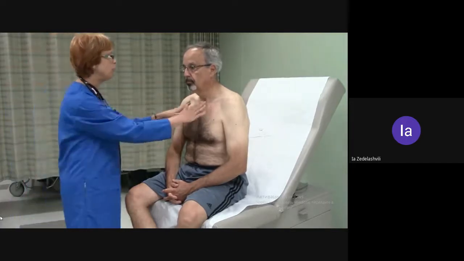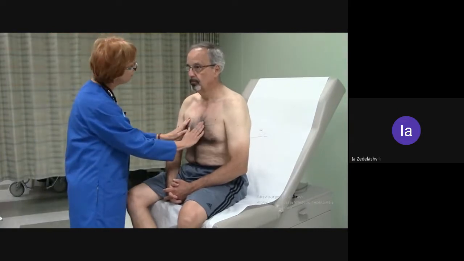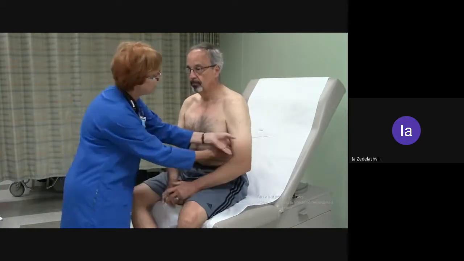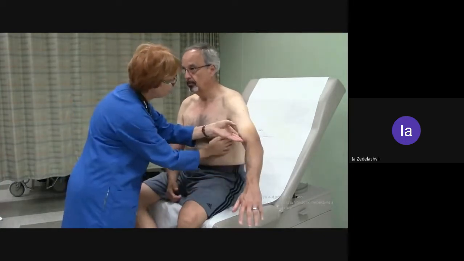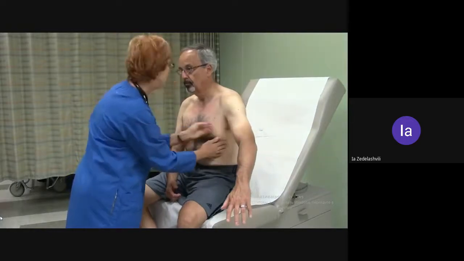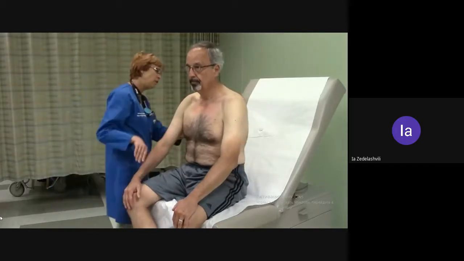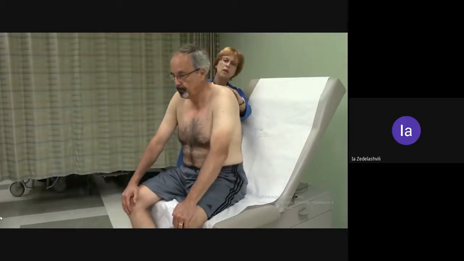I'm going to touch the chest all over. Please let me know if you have any pain. This is palpation, my dear, of the areas of the chest, and I'm checking for anything abnormal: bumps, bruises, masses, pain, tenderness. I'm looking at the skin for anything abnormal.